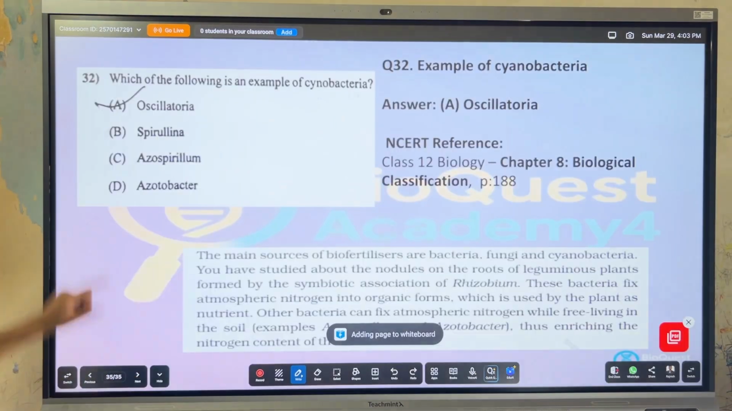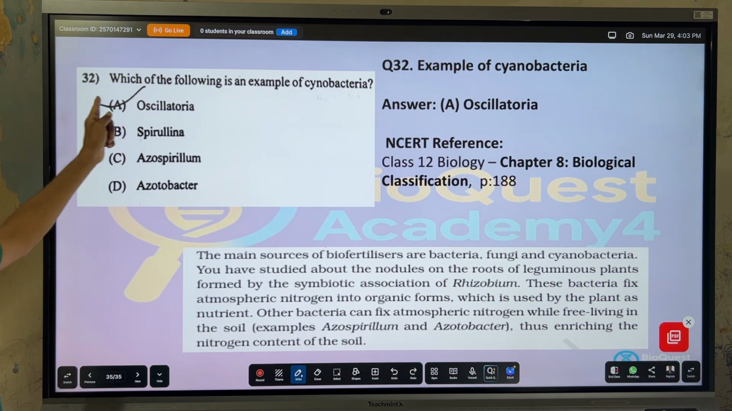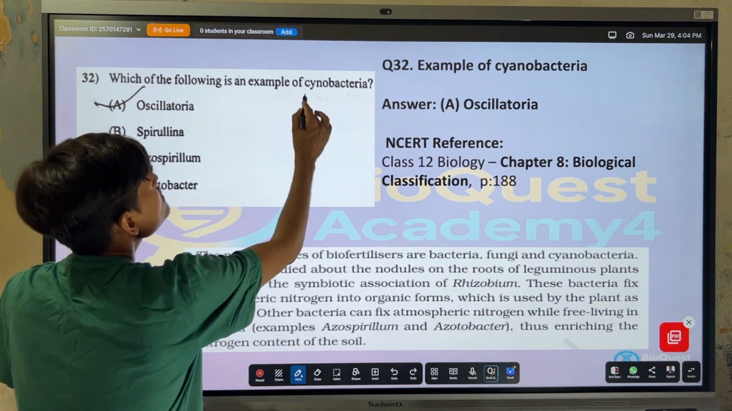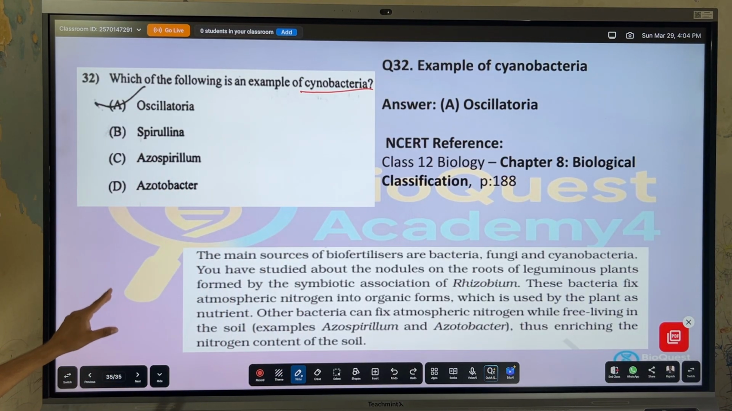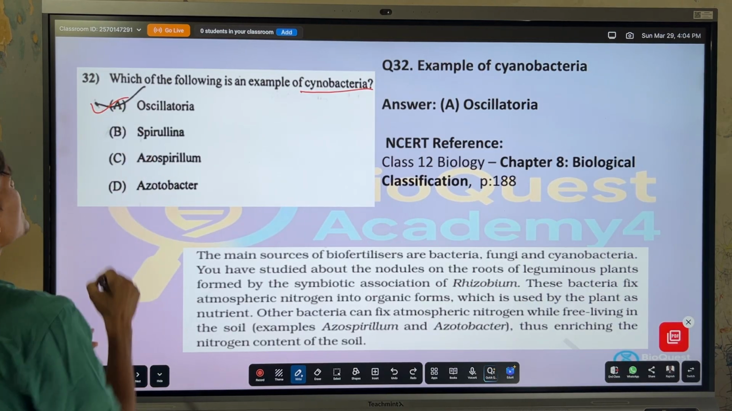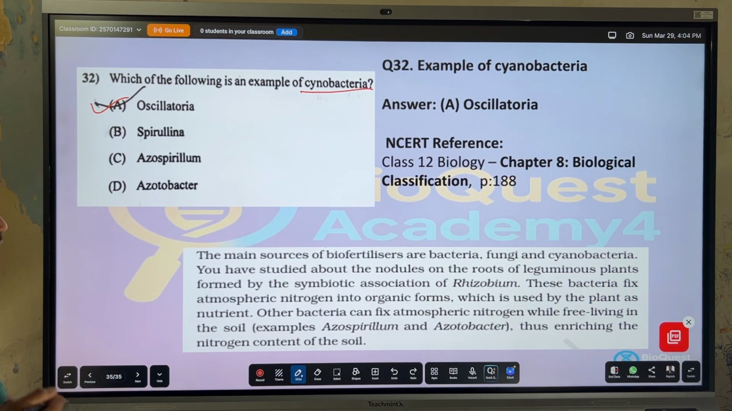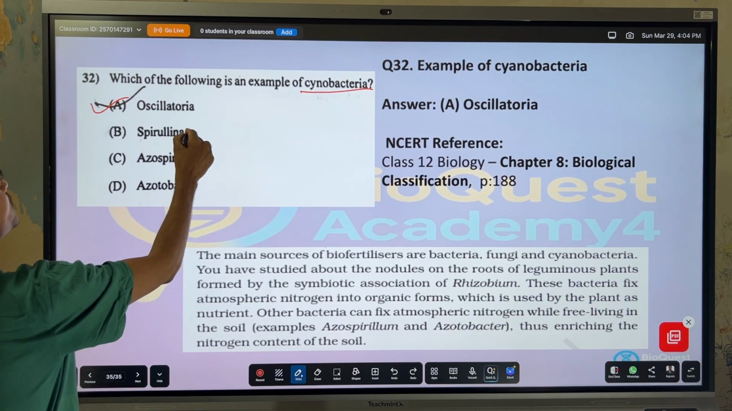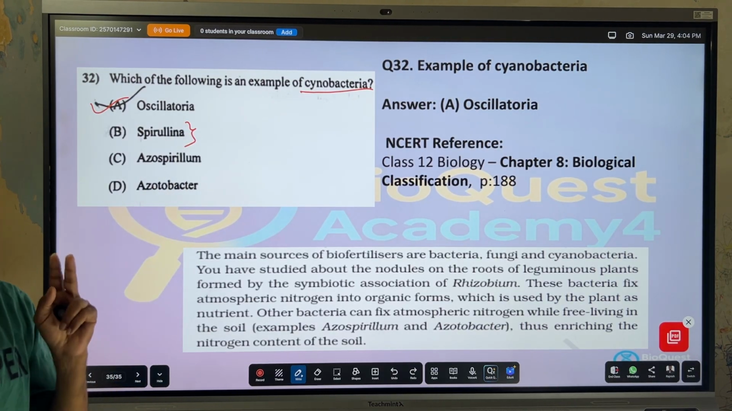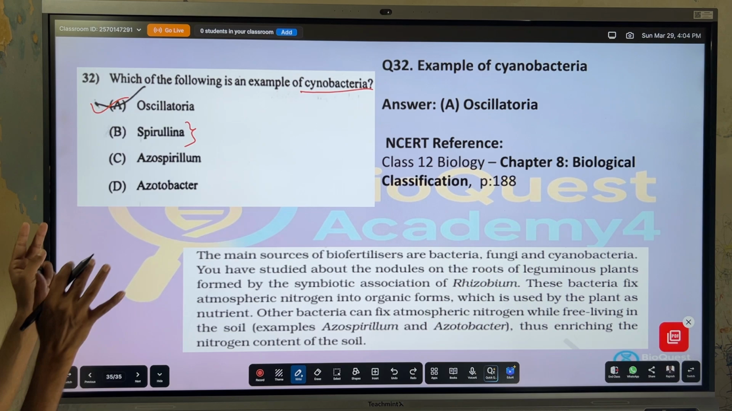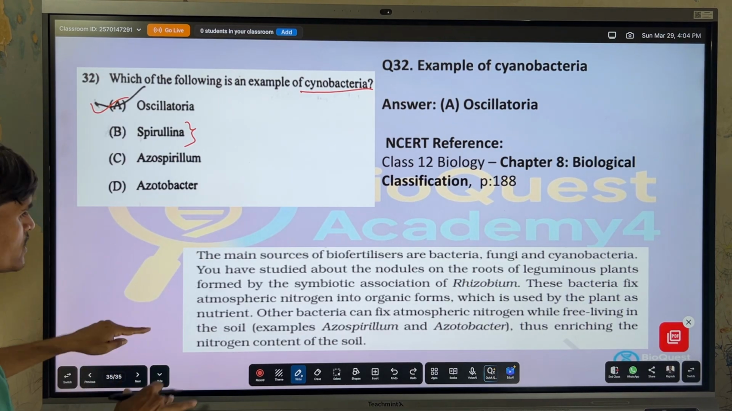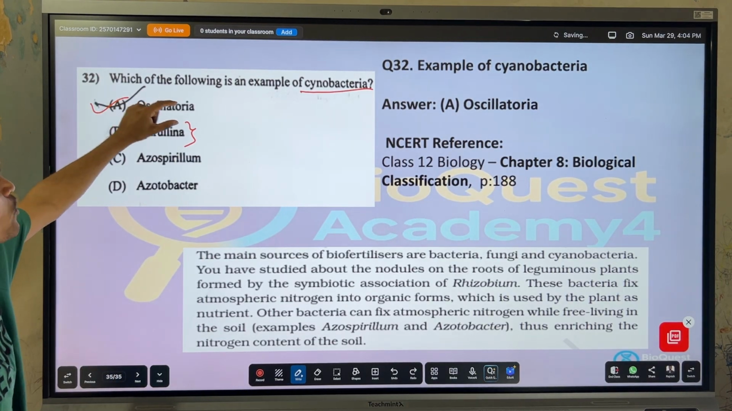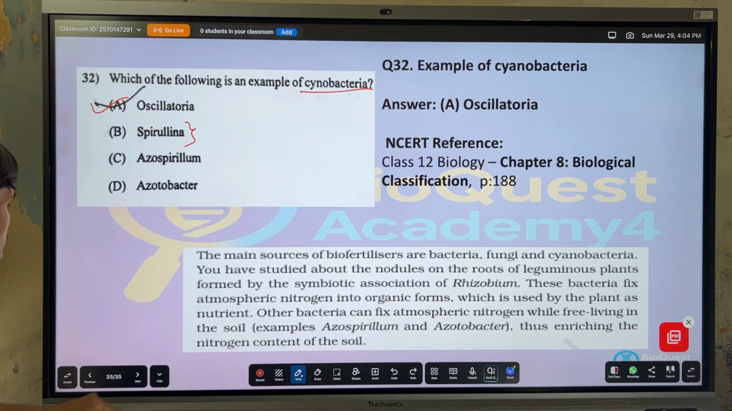Next is question 32. Which of the following is an example of cyanobacteria? According to this, the answer is oscillatoria. But spirulina is also an answer. So A and B both are kinds of cyanobacteria. But I think for this question, oscillatoria will be the correct answer.